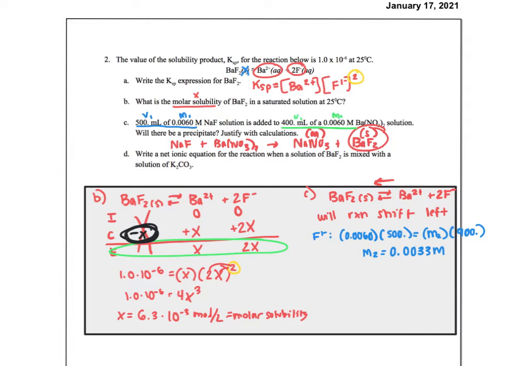Let's do the same thing with the barium. We have M1, we have V1. So I have starting 0.06 molar.